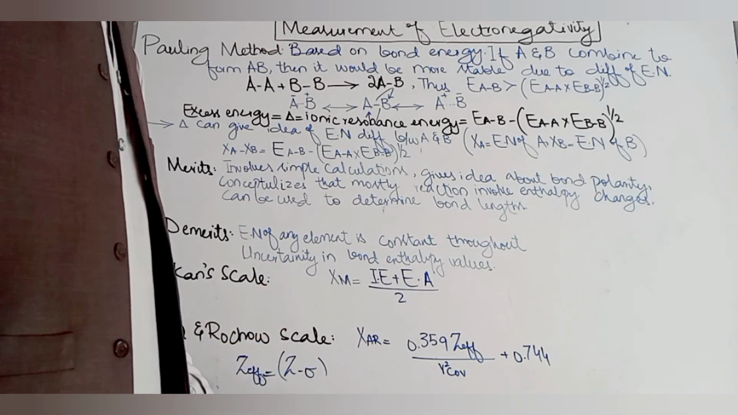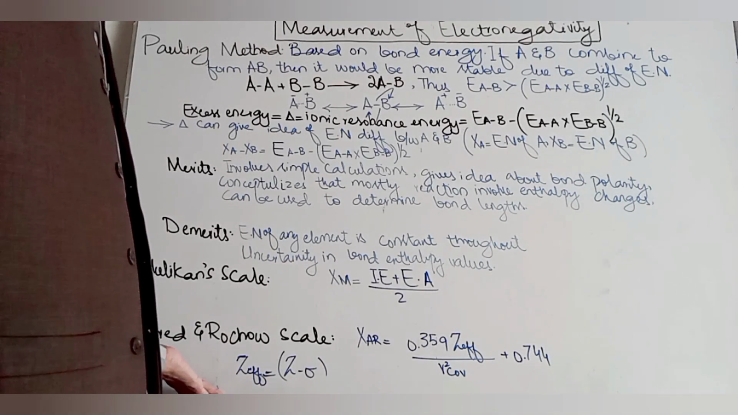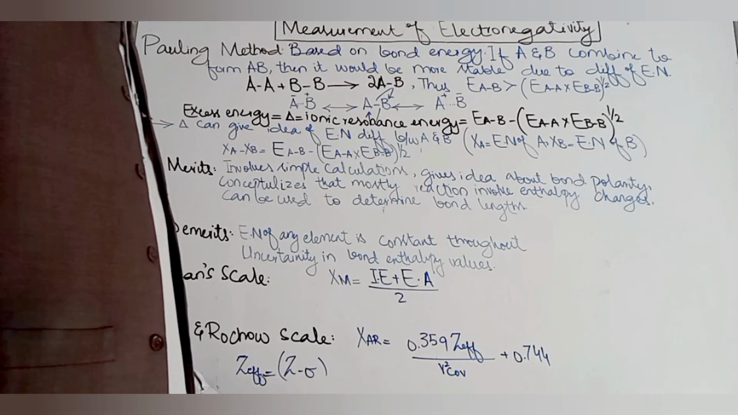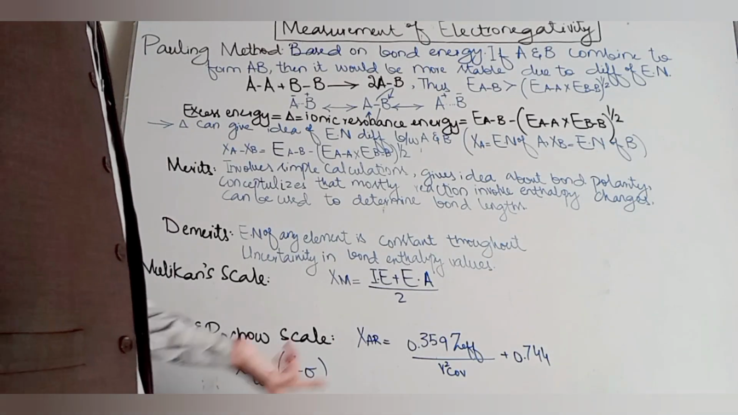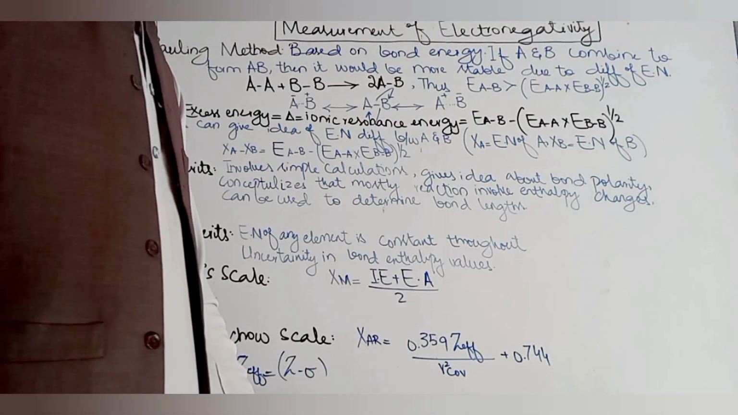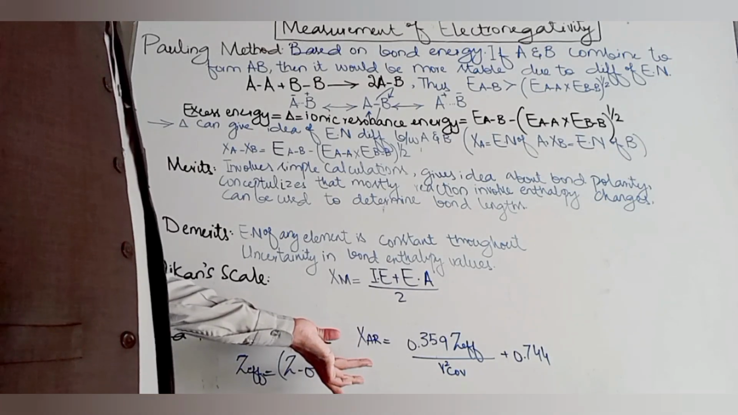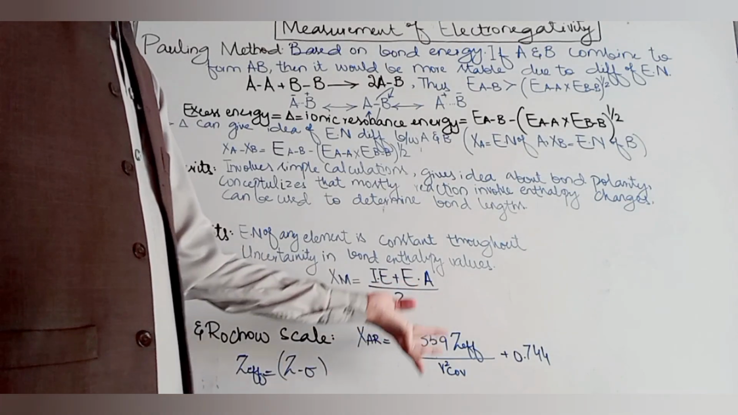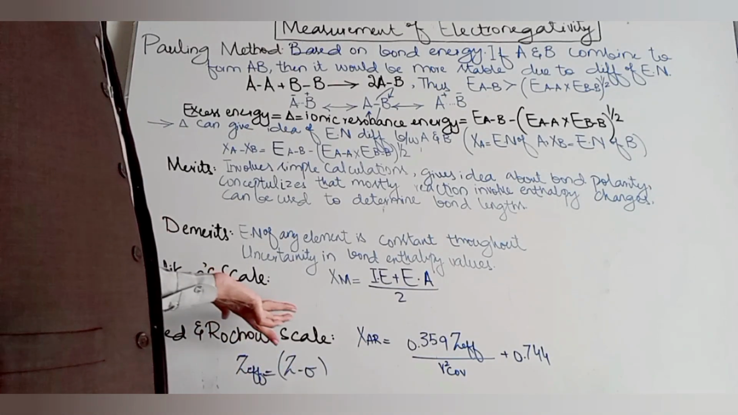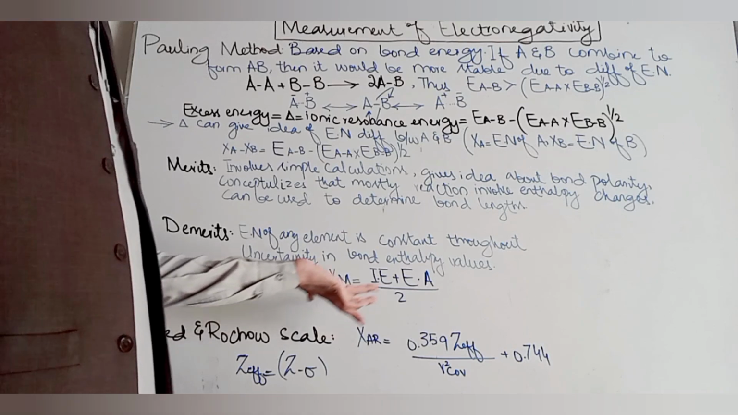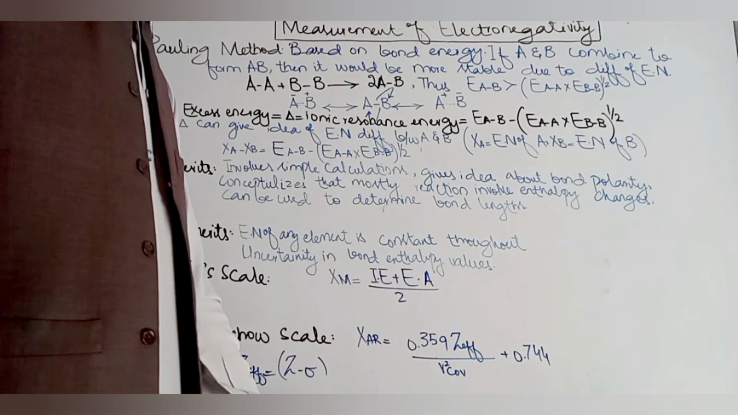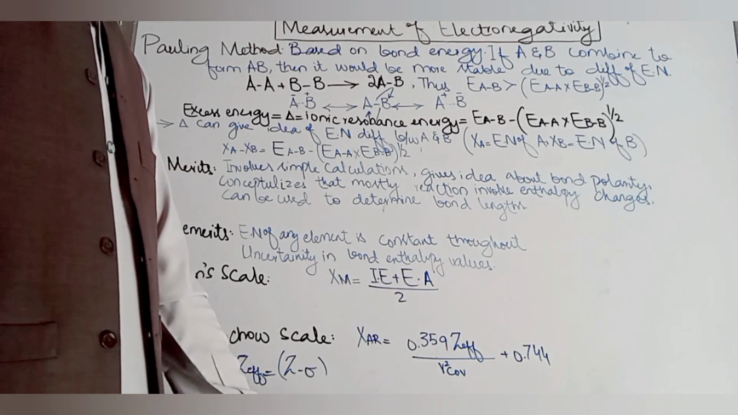The third scale for the determination of the electronegativity is the Allred and Rochow. So XAR is equal to 0.359 Z effective divided by R covalent squared. So Z effective is the effective atomic number and R covalent is the covalent radius of the atom. Allred and Rochow related the value of electronegativity with the Z effective and the bond distance, or you can say the covalent radius. Mulliken related the value of electronegativity with the ionization energy and the electron affinity. So this was all about the measurement scales for the determination of the electronegativity.